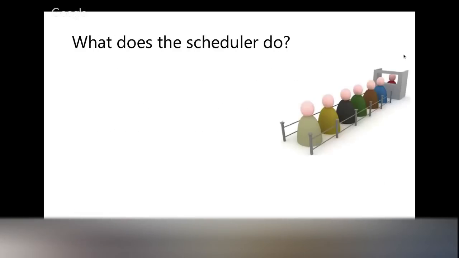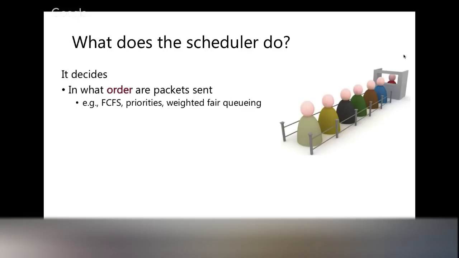Okay, so to get at this abstraction, let's start at the beginning. What does the scheduler do? It decides on two things: the order in which packets are sent for work-conserving algorithms like first come, first serve and priorities, and the time at which packets are sent for non-work-conserving algorithms. Now, these aren't mutually exclusive. You could put them together to come up with more exotic combinations, but any programmable scheduler needs to provide flexibility on these two attributes.